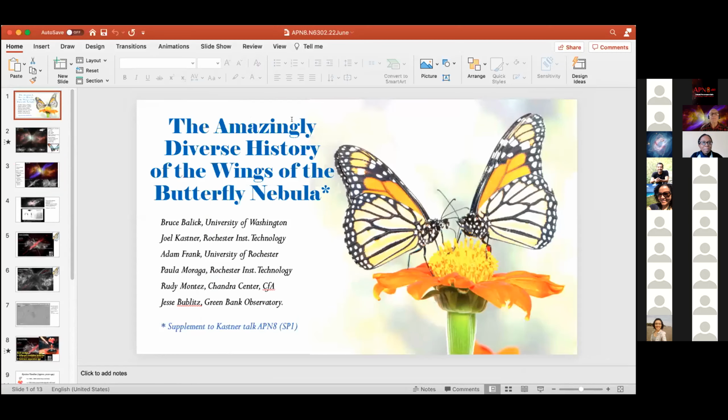Start at the beginning. The wings of the butterfly are divided into various segments, as Joel showed in one of his slides. And the point of this talk is to look at what's different within each one of these segments and see how the history of ejection may have changed over the course of years, or at least how it differs from one segment to another. These are the people that are in our group, and they're fantastic.